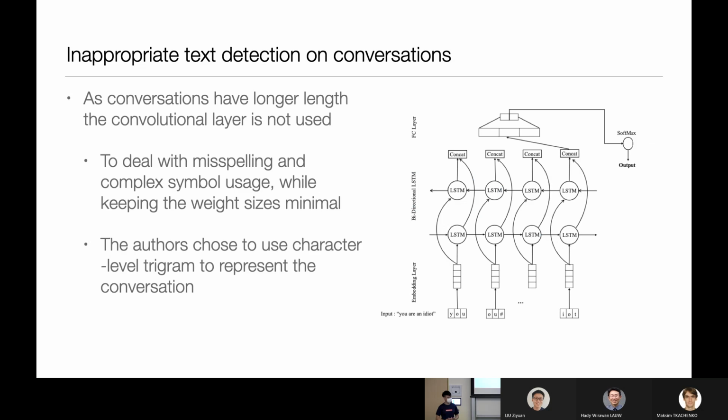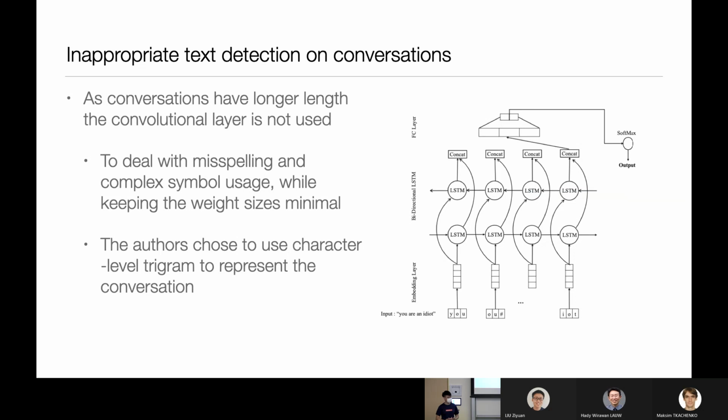Okay, as you might know, this cannot be applied to conversations, because conversations are often very long and they don't fit into the 24-word limit. What we can do is remove the convolutional network and replace it with a character-level input. So instead of allowing the convolution to deal with misspellings and whatnot, we allow the LSTM to deal with it by using character-level inputs.